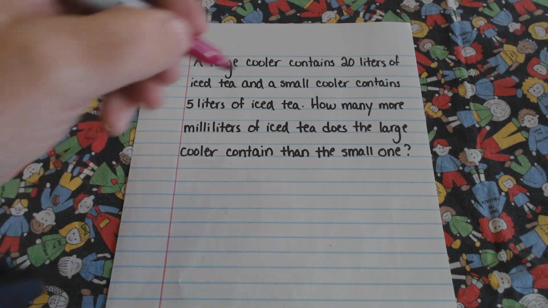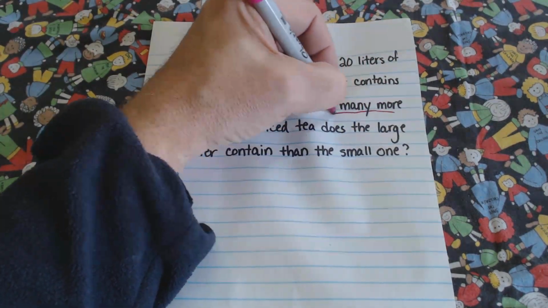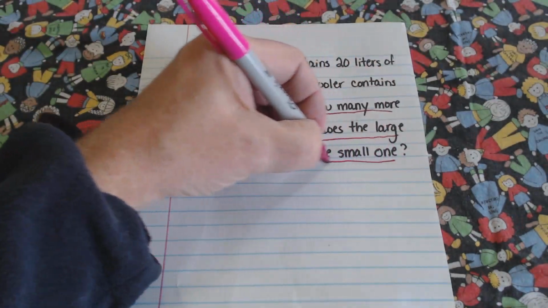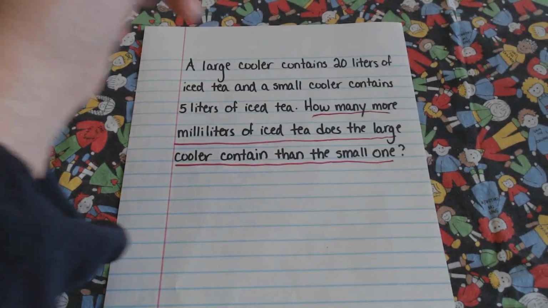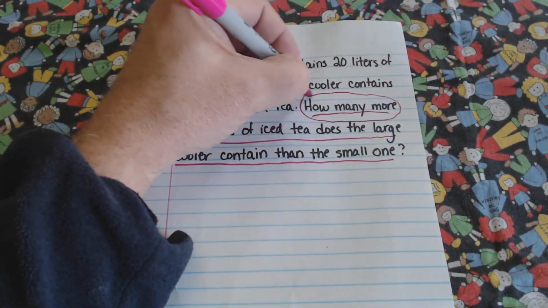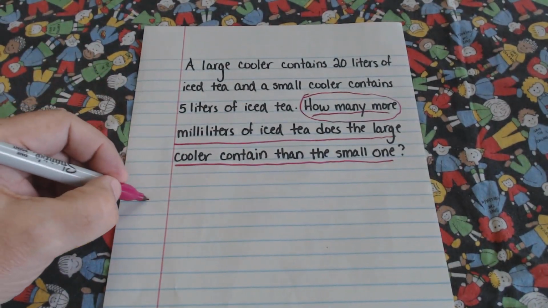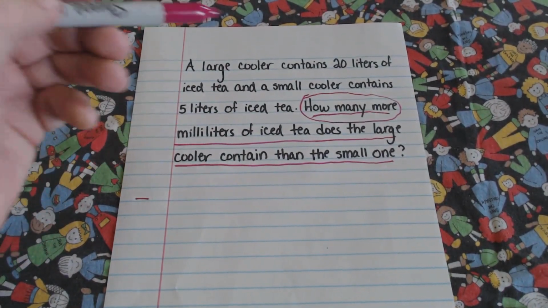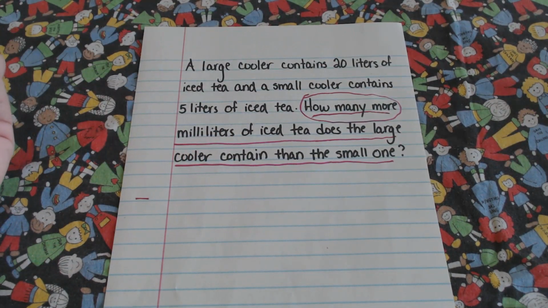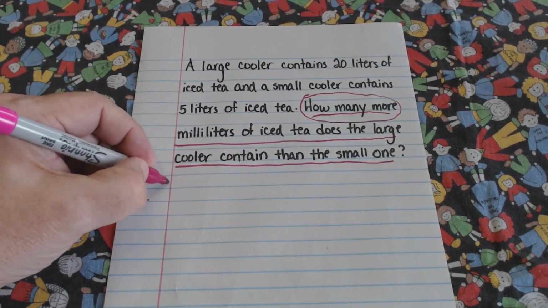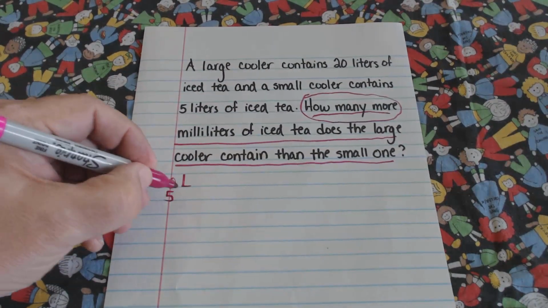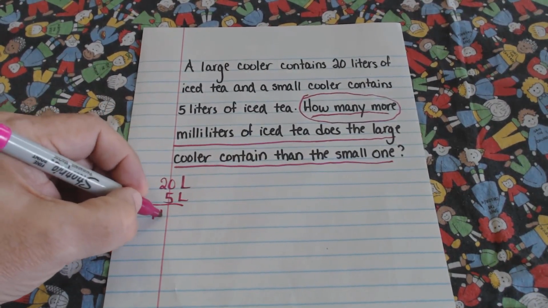So the first thing we want to do is make sure we understand the question. So we underline that. And we've learned over the years how many more tells us what kind of math. And of course that will be subtraction. Okay. So it would be very easy to look and say, hey, I have 20 and I have 5. Let's subtract and get 15. So let's just try that out for a second. 20 liters minus 5 liters equals 15 liters.